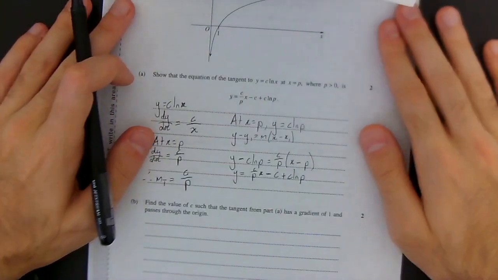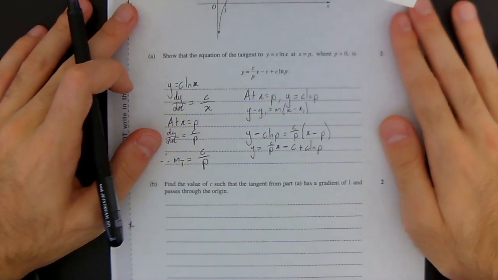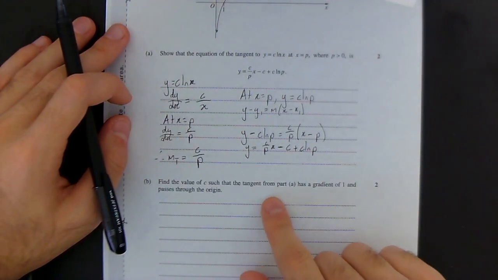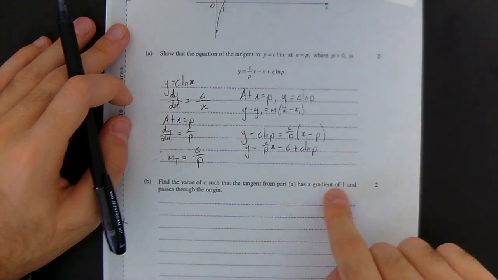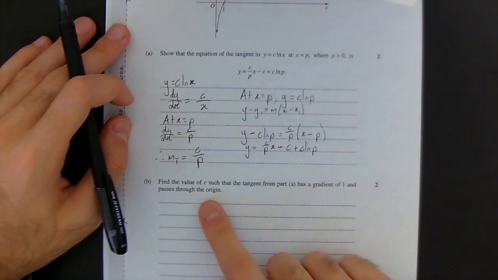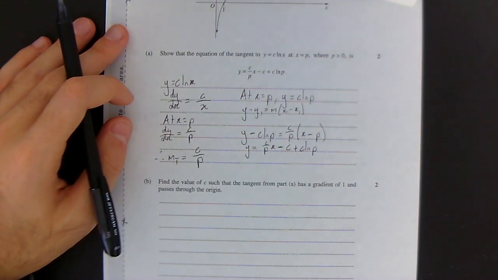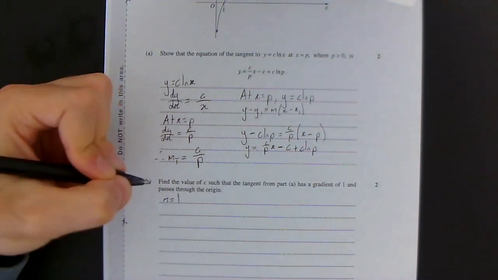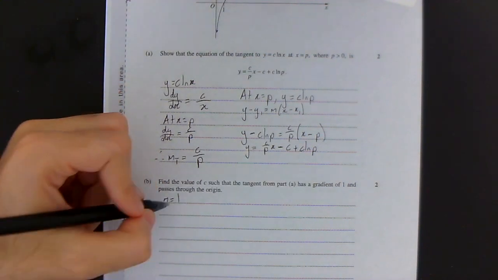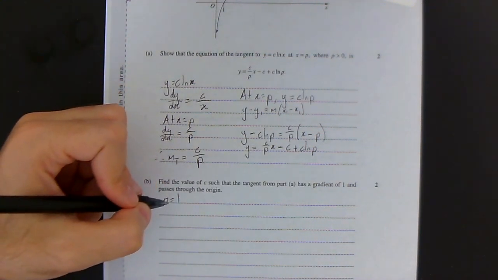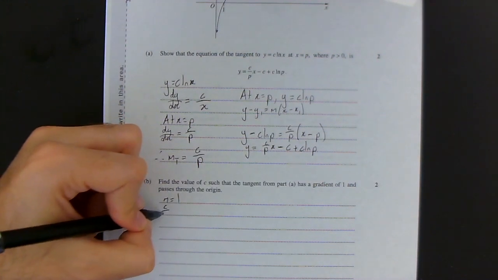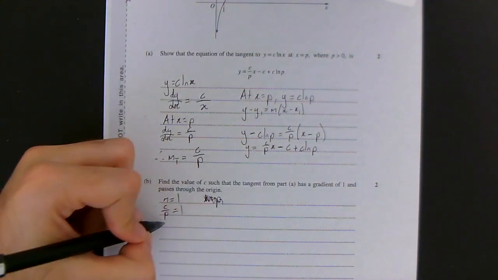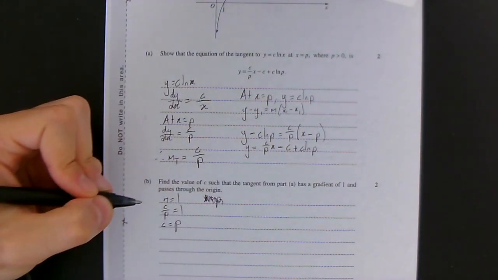The next question says, find the value of c such that the tangent from part A has a gradient of 1 and passes through the origin. Okay, so we need the gradient m to be equal to 1, and it needs to pass through the origin. Our gradient was c on p, so c on p needs to equal 1, and that implies that c equals p.